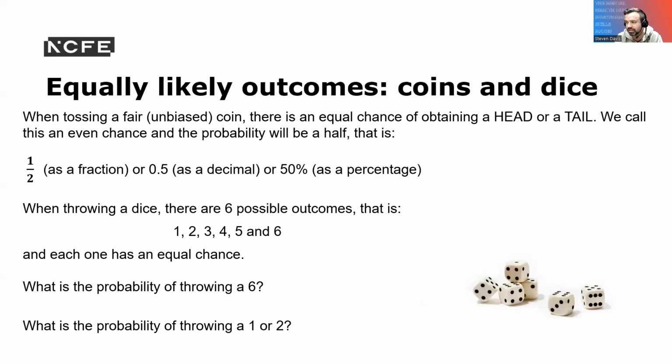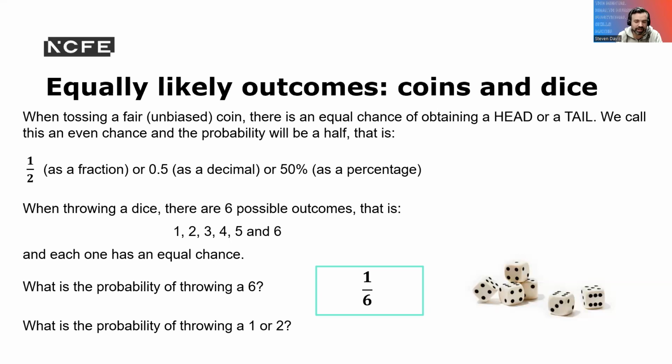Equally likely outcomes, coins and dice. When tossing a fair, unbiased coin, there is an equal chance of obtaining heads and tails. We call this an even chance, and the probability will be half. That is half as a fraction, 0.5 as a decimal, or 50% as a percentage. When throwing a dice, there are 6 possible outcomes, and that is 1, 2, 3, 4, 5, and 6, and each one has an equal chance. So what is the probability of throwing a 6? Well, it's got to be 1 in 6, isn't it? Because it's one dice, 6 sides.